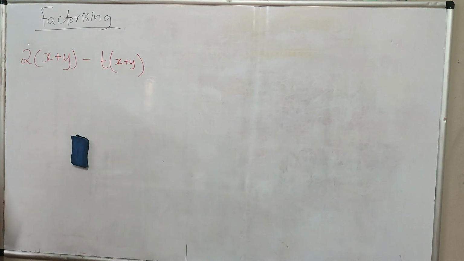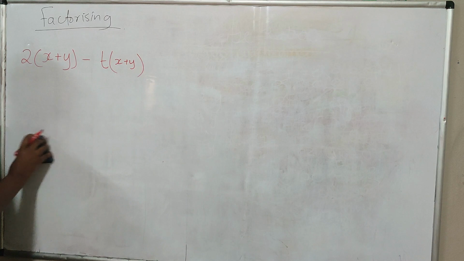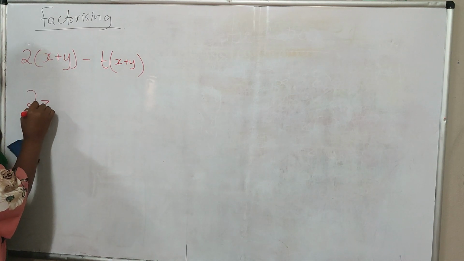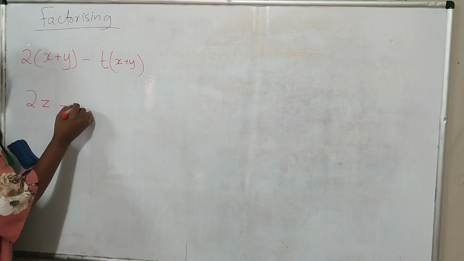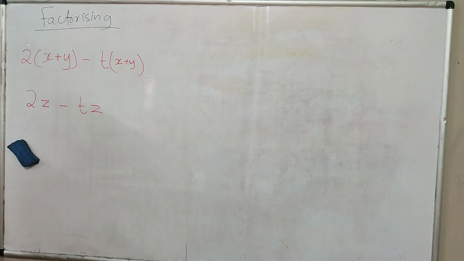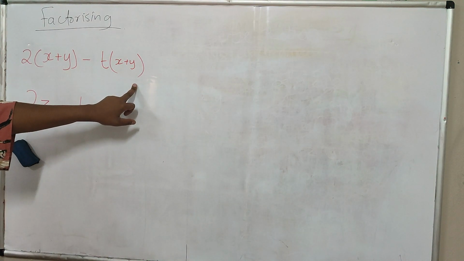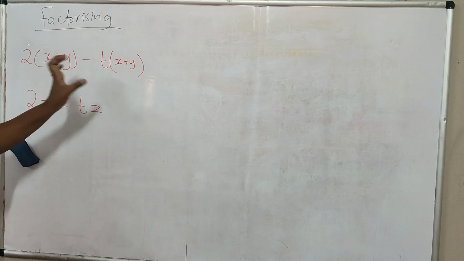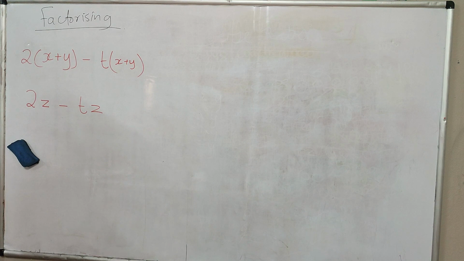So I'm going to give you another example. 2z minus tz. What is the highest common factor here? Z. But look at what I just did. What is the highest common factor here? x plus y. This bracket is our highest common factor. Do you see?